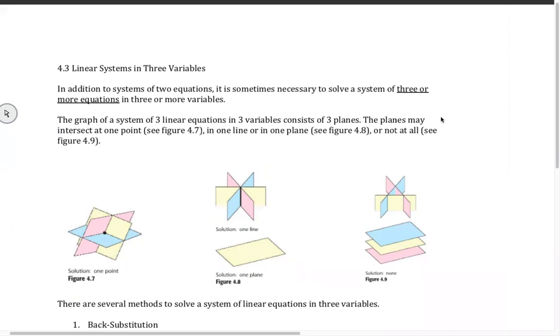So you can do it without a graphing calculator. It's just so much easier to do it with one. So this is my words of advice. Please borrow one from a brother, sister, aunt, uncle, nephew, niece, whoever that might have one. You do need it. So 4.3, linear systems in 3 variables.